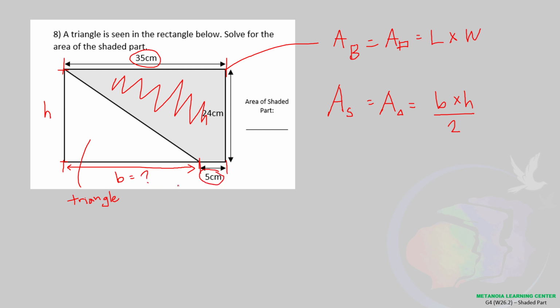Then from there, you'll be able to solve first for the area of the rectangle. Then, solve for the area of the triangle. Once you already have them, you'll be able to solve for your shaded part, which basically refers to the bigger area minus the smaller area. Your bigger area refers to the area of the rectangle, and the smaller area refers to the area of the triangle.